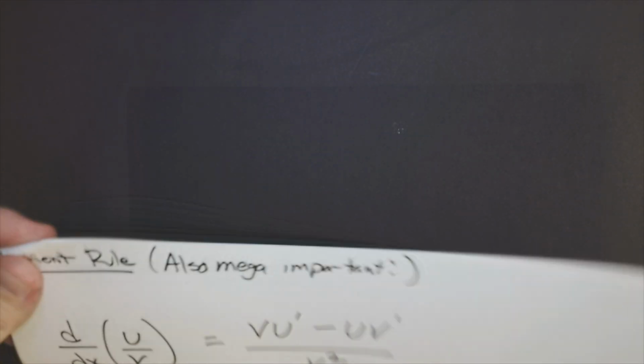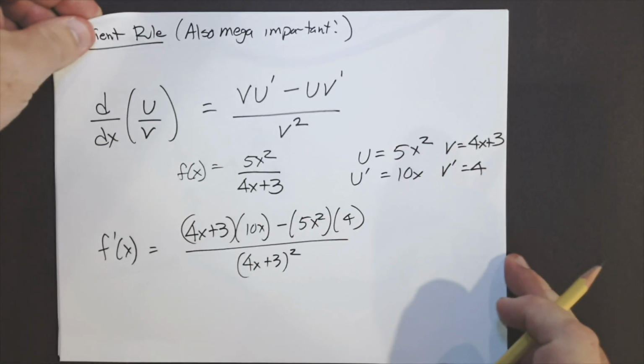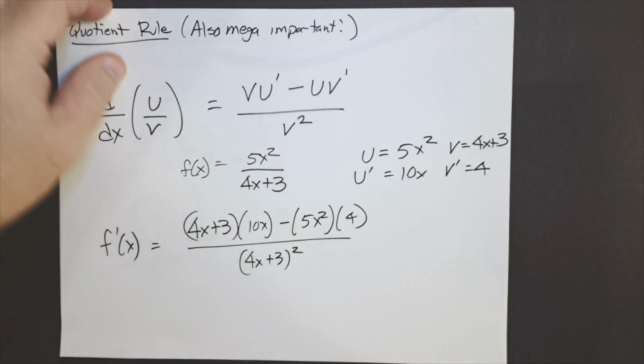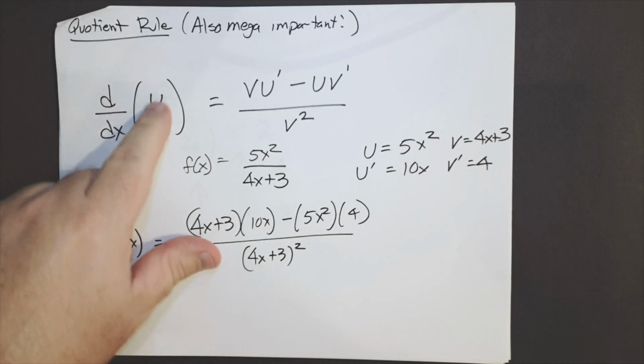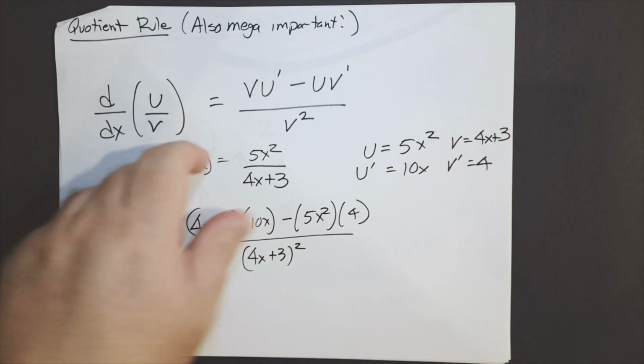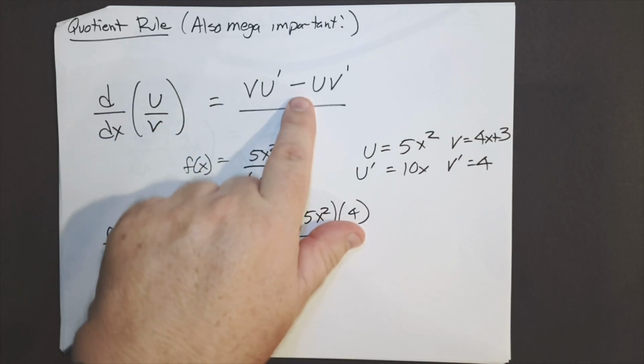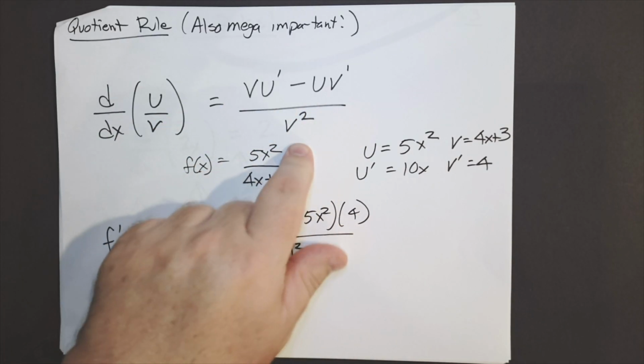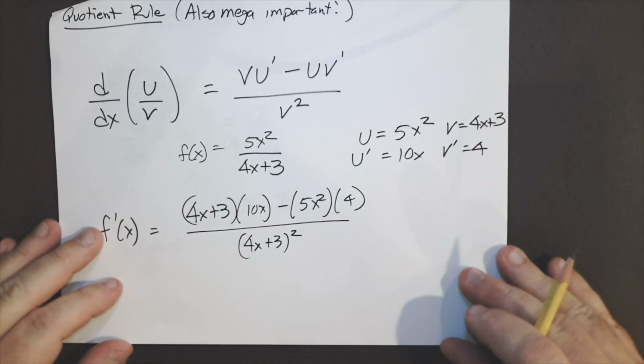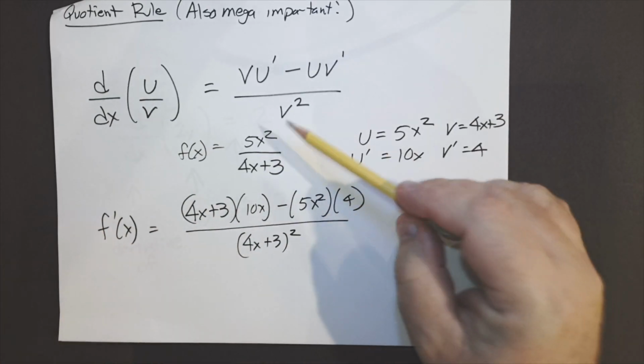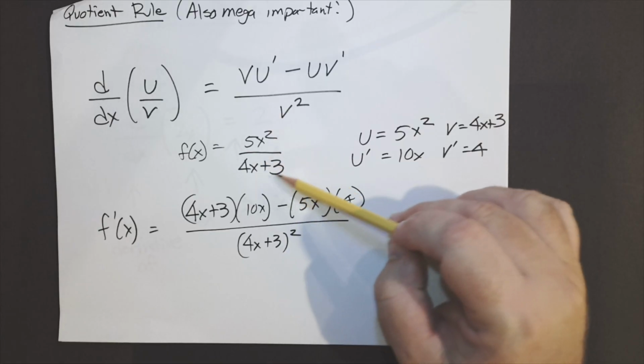Now we have its analog, which is the quotient rule. Equally as important and even trickier. So the derivative of u over v is v u prime minus u v prime over v squared. So in this case, let's say we have an example. Here's 5x squared over 4x plus 3.